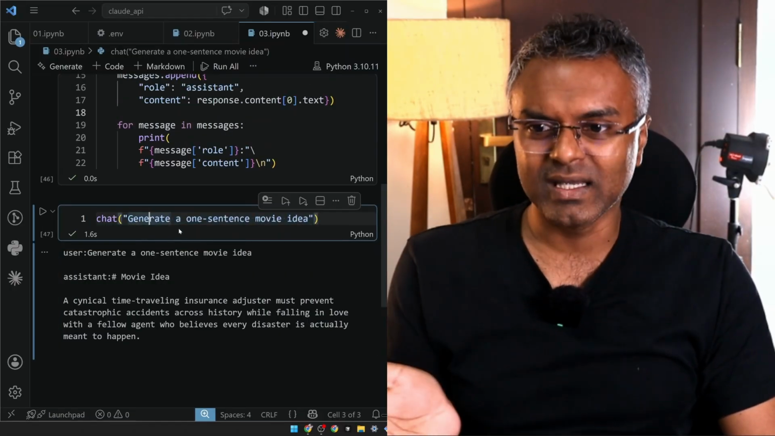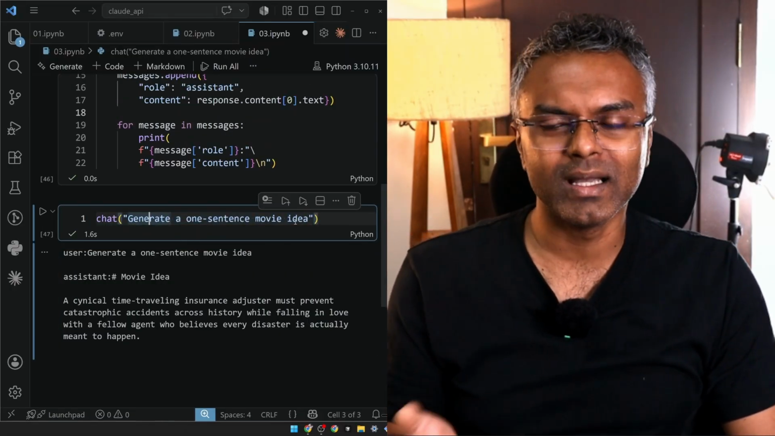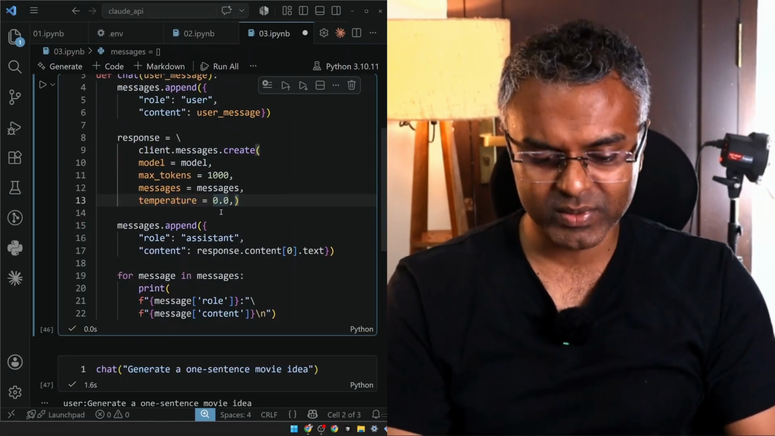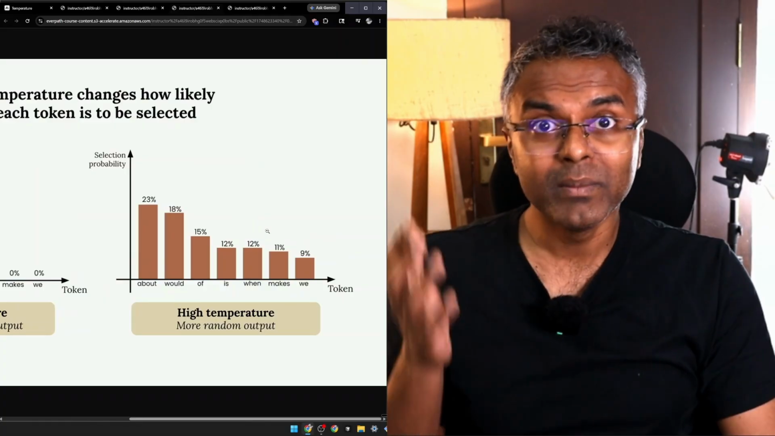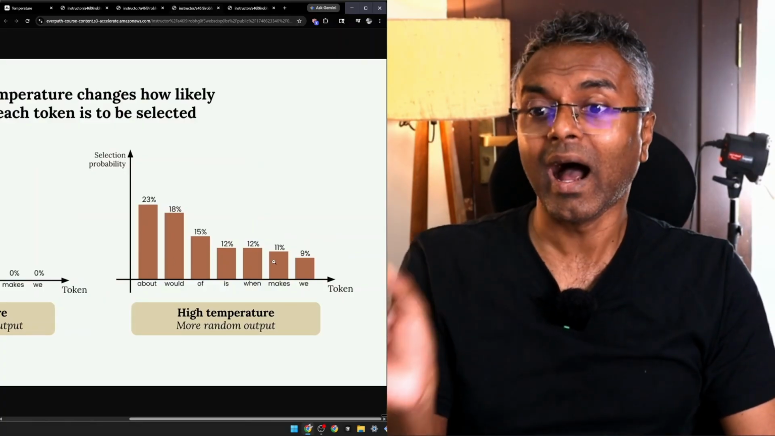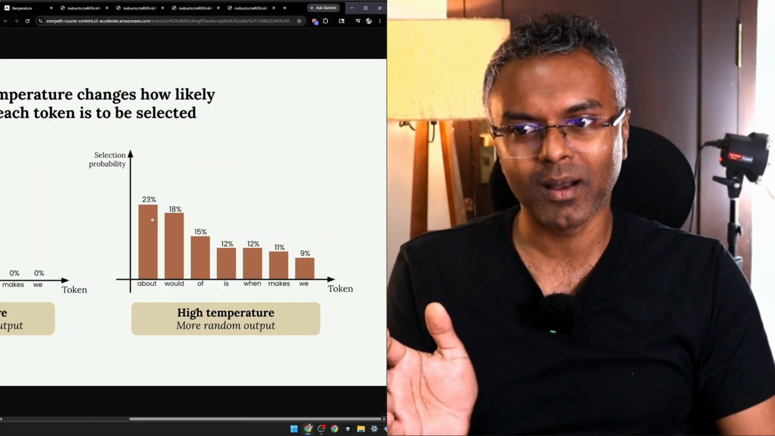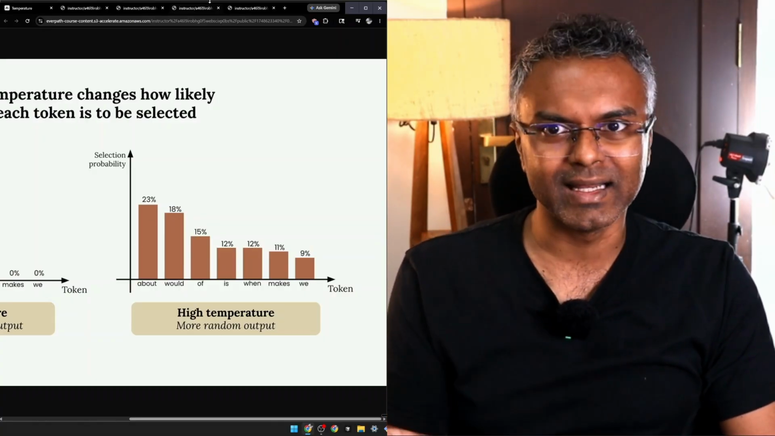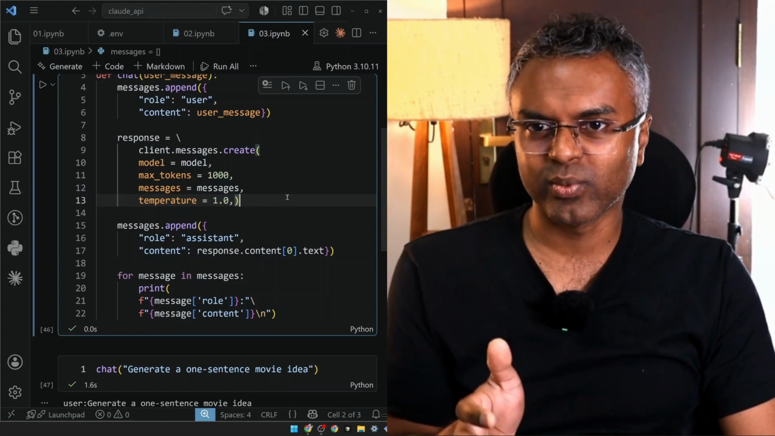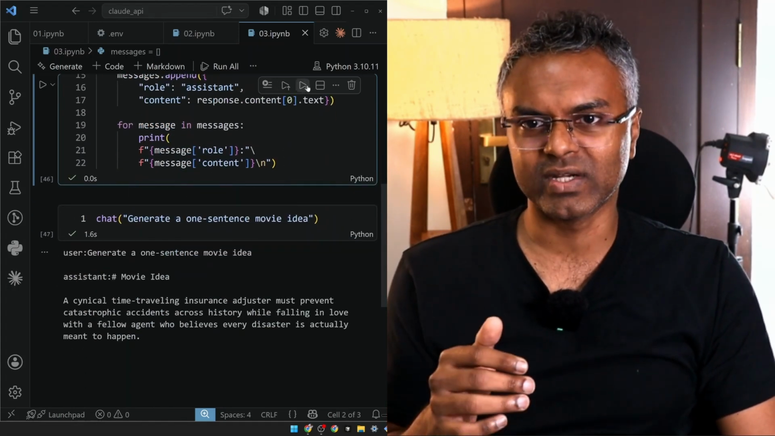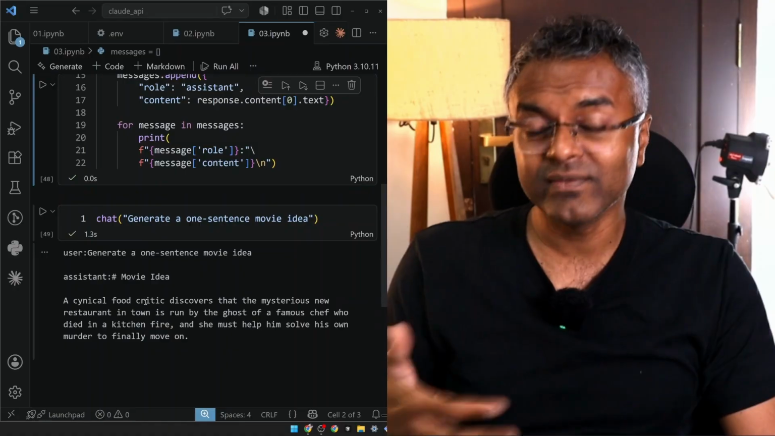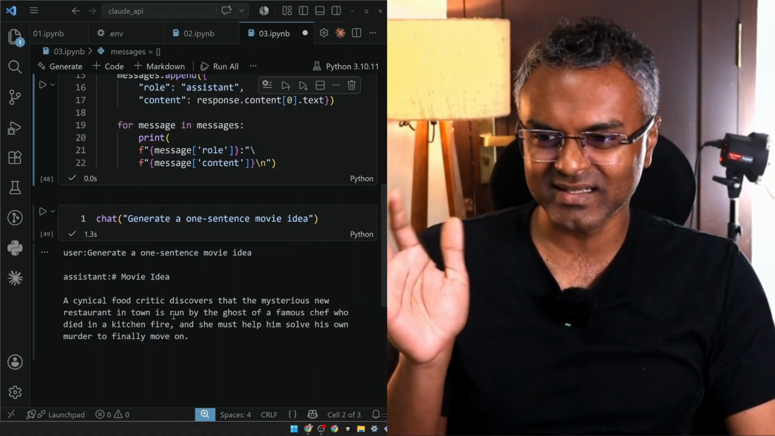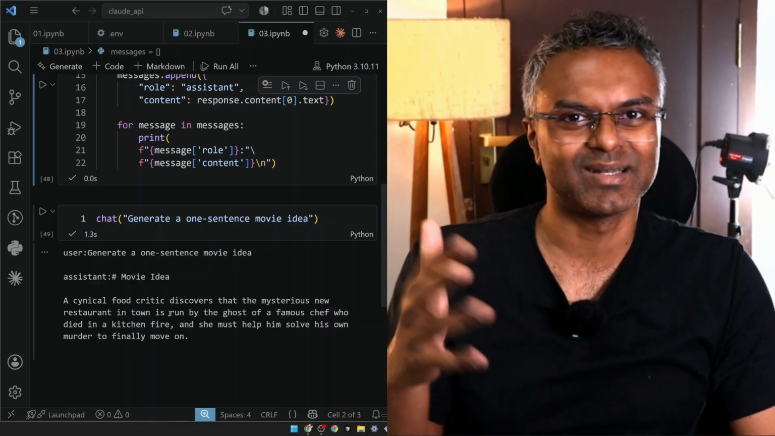But for this use case of generating a one-sentence movie idea, we want our LLM to be creative, right? So let's set the temperature to 1.0, which will make the LLM choose other words, not just the most probable word, and make the output sound more creative. So with the temperature value of 1.0, let's try to generate an outcome. And we can see that we have a new idea now. A cynical food critic discovers that the mysterious new restaurant in town. Okay, so it's some sort of a new idea.